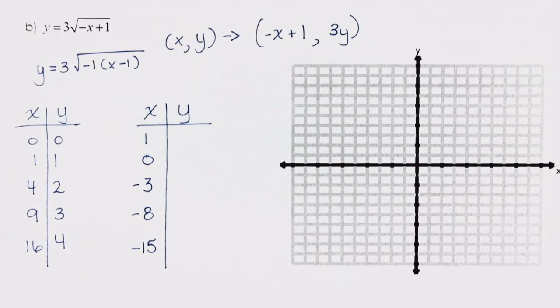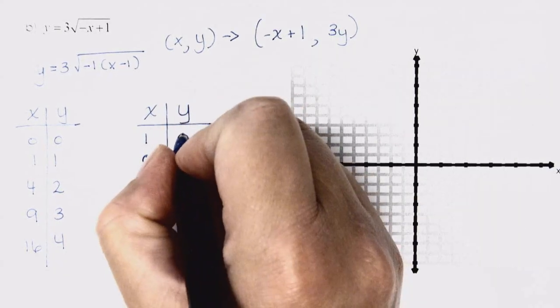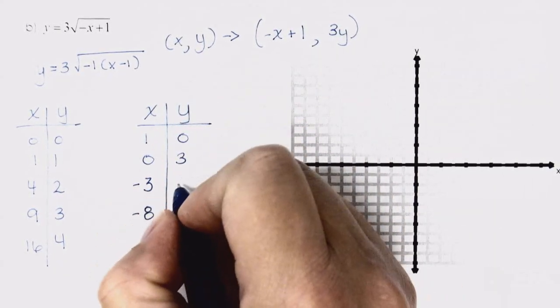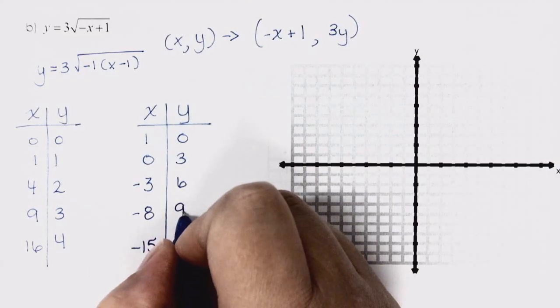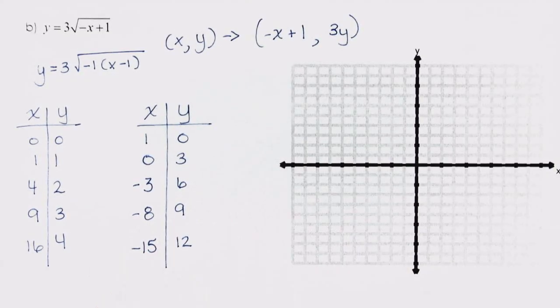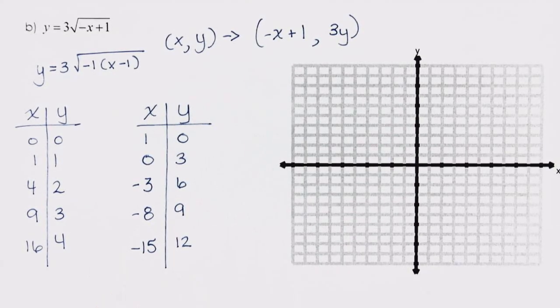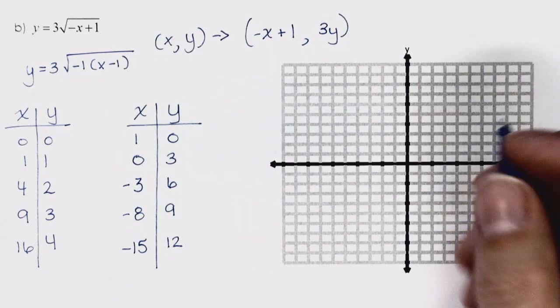How do we feel about that? Not terrible, it's transformations on radical functions. And then the y's we're just timesing by 3. Okay. So I'm going to go ahead and graph this now.